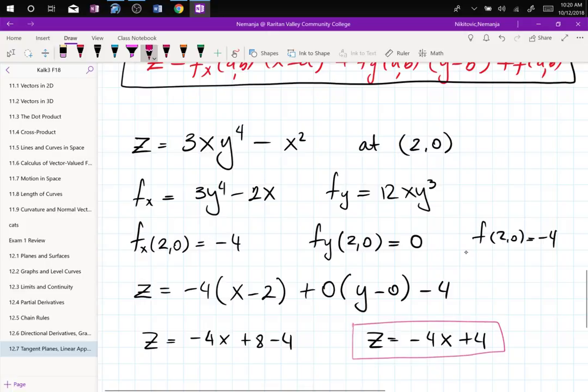So now this tangent plane will give rise to linear approximation, and then we also need to cover differentials. And we'll do that next class. So let's do the lab. Bye.